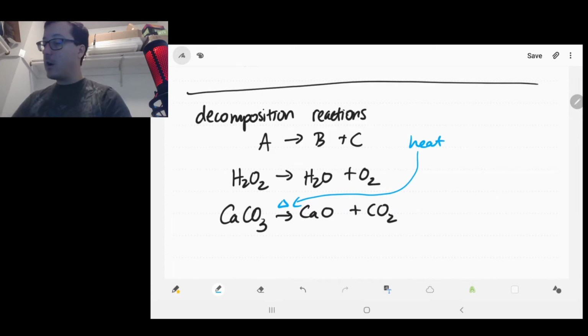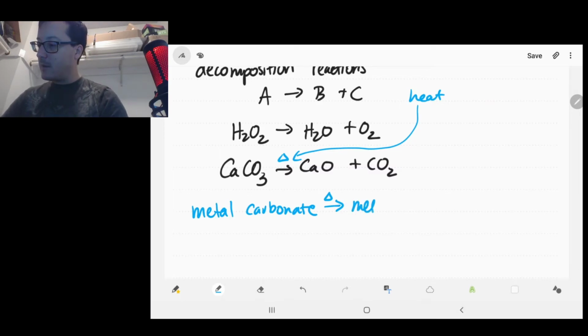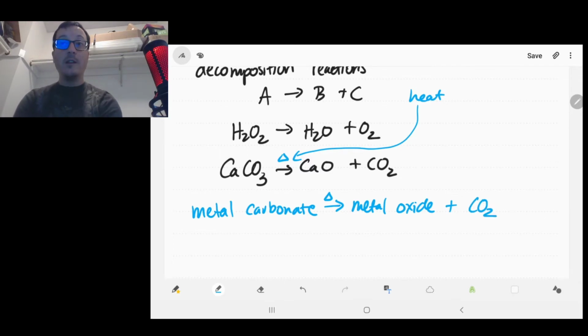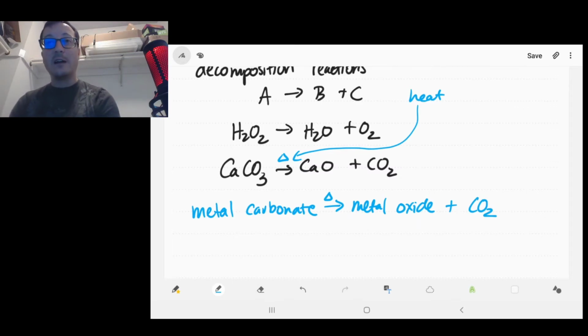This is very common. You'll have some sort of metal carbonate will decompose with heat into the metal oxide plus CO2. So this is one you're going to be expected to predict the products of. If I tell you I'm heating calcium carbonate, you're going to give me calcium oxide and CO2 out. We can look at another one.